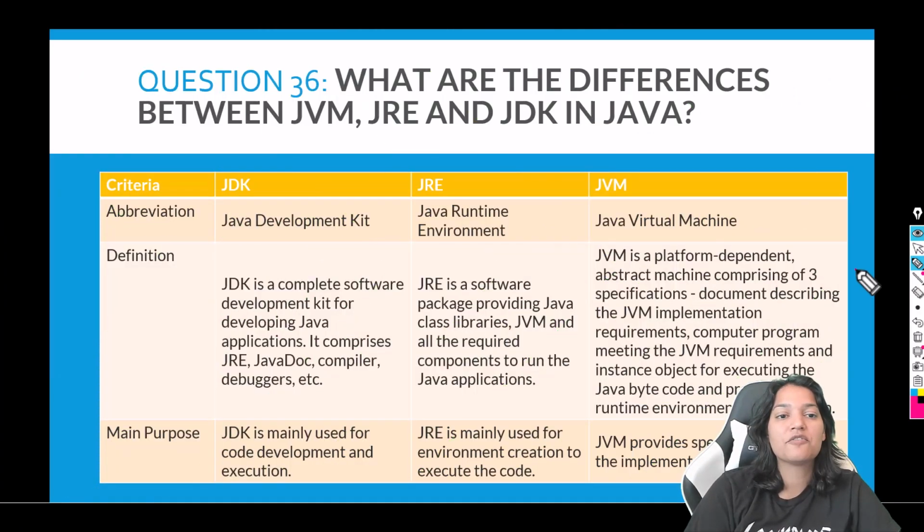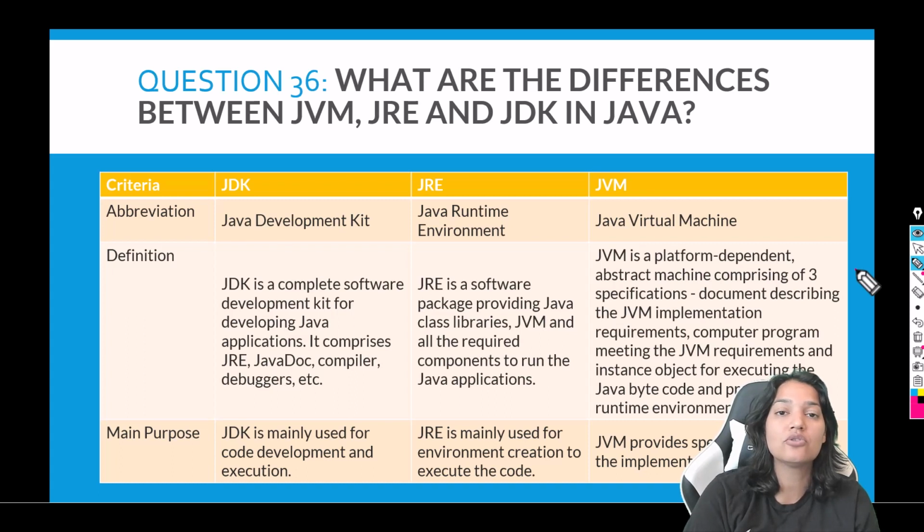So what the question is, what are the differences between JVM, JRE and JDK in Java? So JVM stands for Java Virtual Machine, JRE stands for Java Runtime Environment, and JDK stands for Java Development Kit. So let's start with JDK. What is JDK? JDK is a development kit.